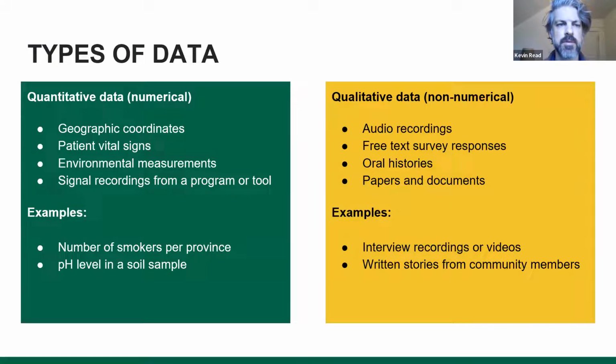So when we think about the types of data, you can really break them down into many different ways, but really what we think of data, you have the quantitative data, which is numerical, which could be anything from geographic coordinates to patient vital signs to environmental measures. And examples might be checking out the number of smokers per province or the pH level in a soil sample. And then we have qualitative data, so textual or non-numerical, meaning it might be audio recordings, it might be free text survey responses, oral histories, and examples of that kind of data might be videos or recordings, or even written stories from community members.